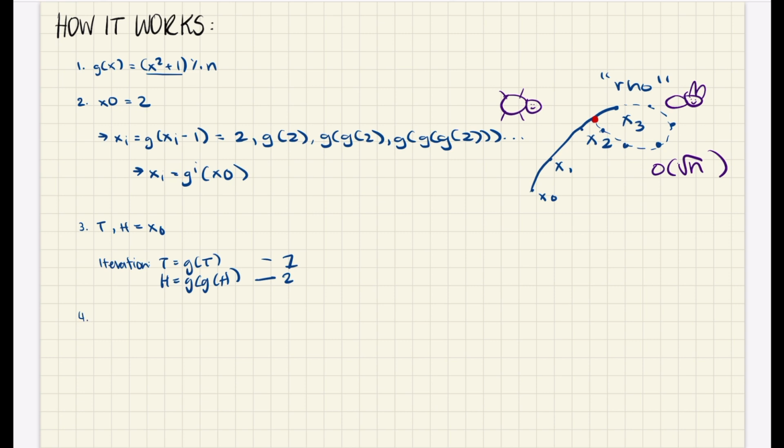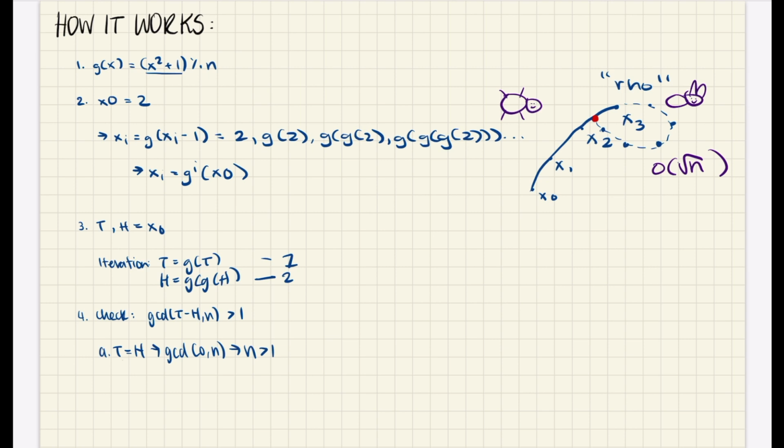For step 4, we want to implement a check at every iteration, and this would be the GCD of t minus h and n, and checking if it is greater than 1. Now we have three possibilities. One is if t equals h, and that would mean we are passing in the GCD of 0 and n, and that would give us n, which is greater than 1. Our second possibility is if we get a number d. D from our pass would be a factor of n, but it would not be equal to n or 1. Therefore, we found our factor and we can stop. Our last option is if d equals 1, and this would mean that we have to keep going.